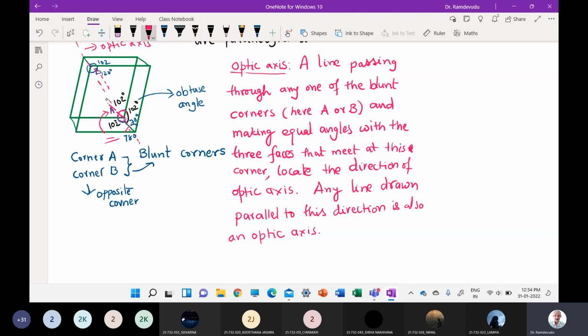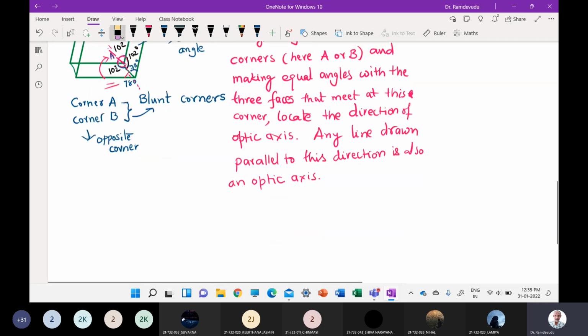Because if I cut this crystal into parts, this is the crystal we are taking, and if I cut here, again I'll get this here. Again, if I cut it here, the blunt corner goes here. Therefore, any line drawn parallel to that can also be taken as optic axis. So that is what we call the optic axis.